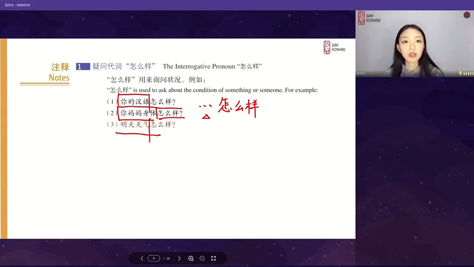So how to say, how's your school? 你的学校怎么样? Or 你们学校怎么样? How to say, how's this dish? This dish is 这个菜, right? 这个菜怎么样? We will usually put the major word after 这, okay? 这个菜. So this is about 怎么样, interrogative pronoun.